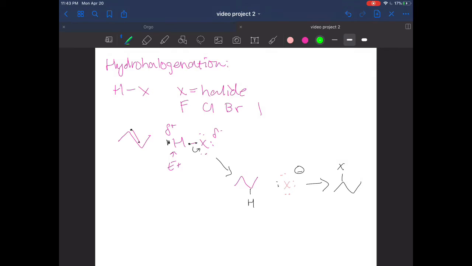In a non-radical hydrohalogenation reaction, so this is non-radical, we start off with our nucleophile over here, and the double bond from our nucleophile will be broken, and a bond will be created with our hydrogen. This will then form our carbocation, which will end up reacting with the nucleophile.